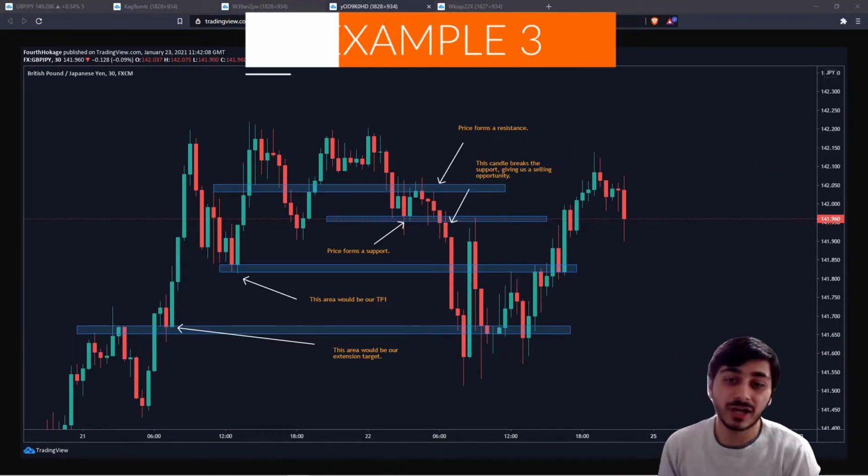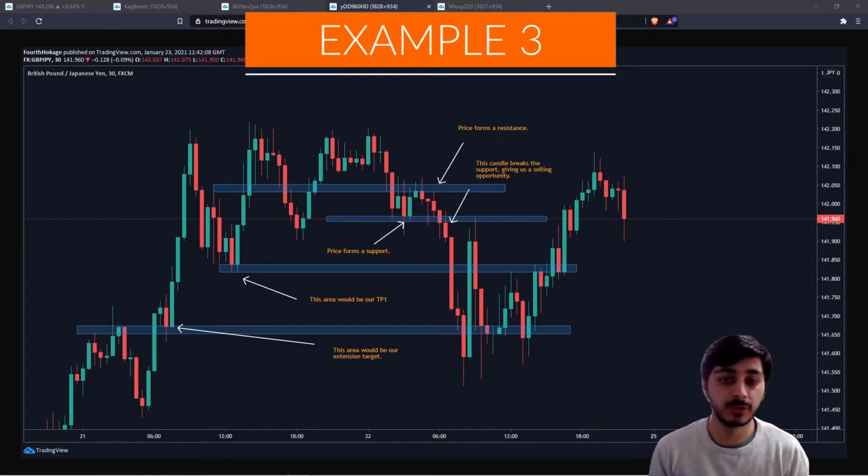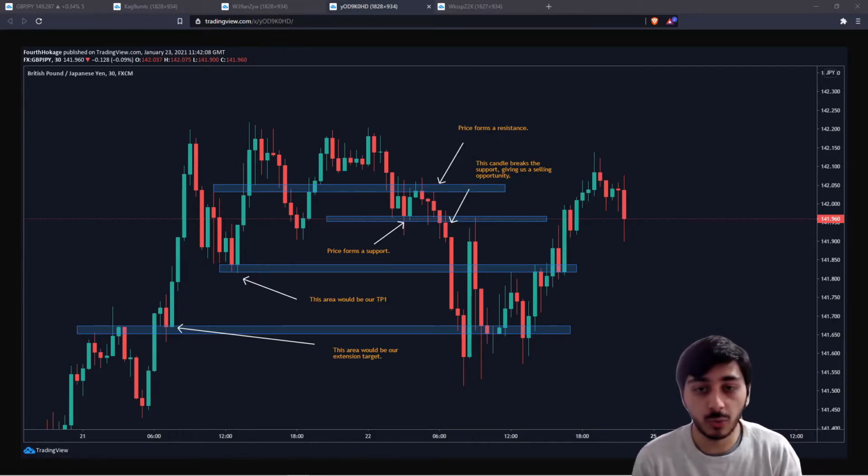Now let's have a look at an example where we don't get an impulse entry, but we can still leverage the fact that price is pushing down. We can see that price comes to this area here, so it is in a bit of a range, but we can see that price is trending downwards.